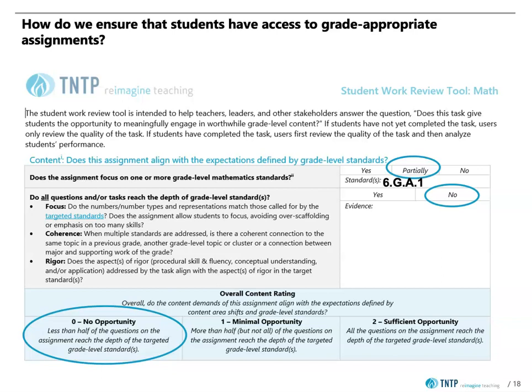So when I go back to my student work review tool, I can say that this assignment partially focuses on grade level standards, but it does not reach the focus, coherence, and rigor. There is no opportunity there because less than half of the questions on the assignment reach the depth of the targeted grade level standard. So I would not want to use this assignment and put it in front of my kids.